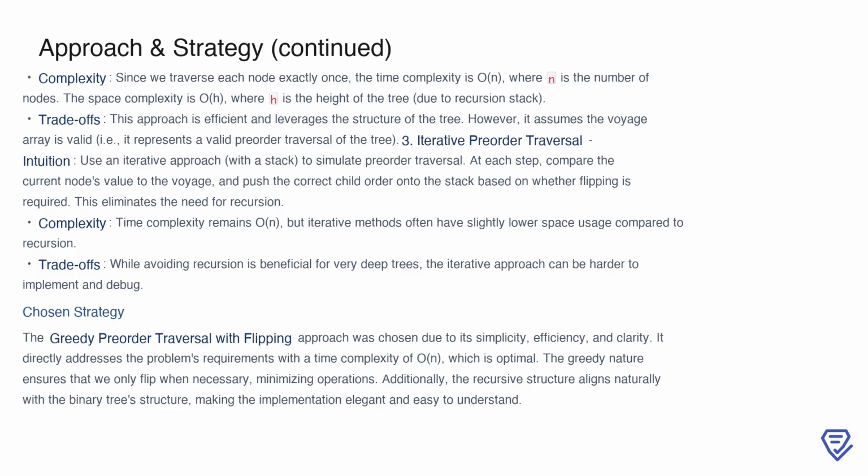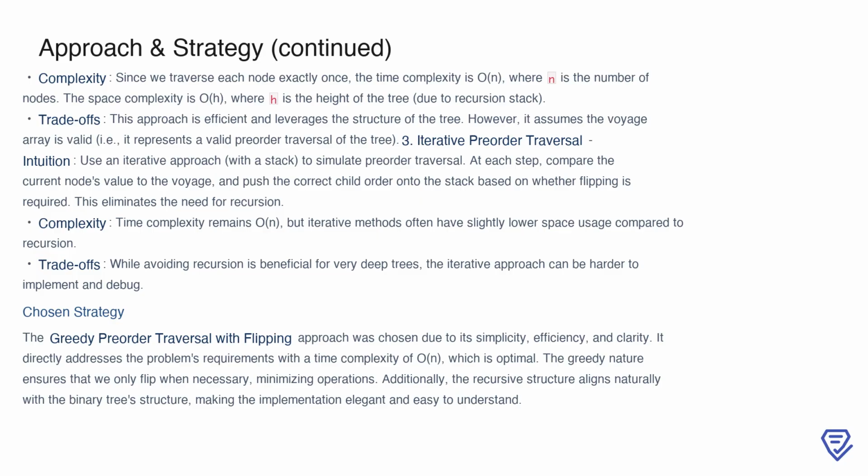Another possible method is the iterative preorder traversal. Instead of recursion, we use a stack to simulate the traversal. At each step, we compare the current node's value to the voyage and decide whether flipping is needed. This approach avoids the recursion stack, potentially saving space for very deep trees. However, managing the stack manually can make the implementation more complex and error-prone.